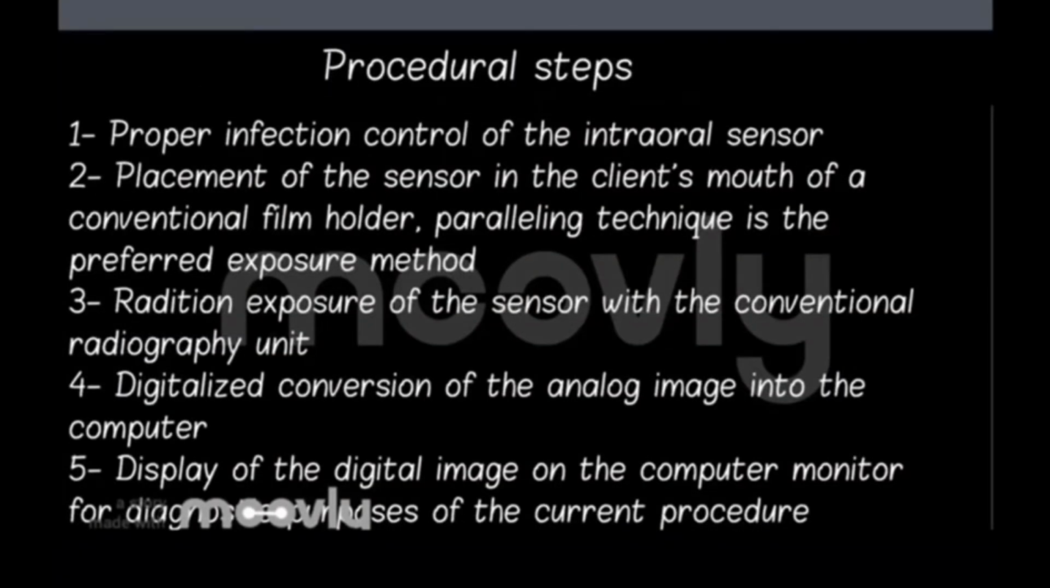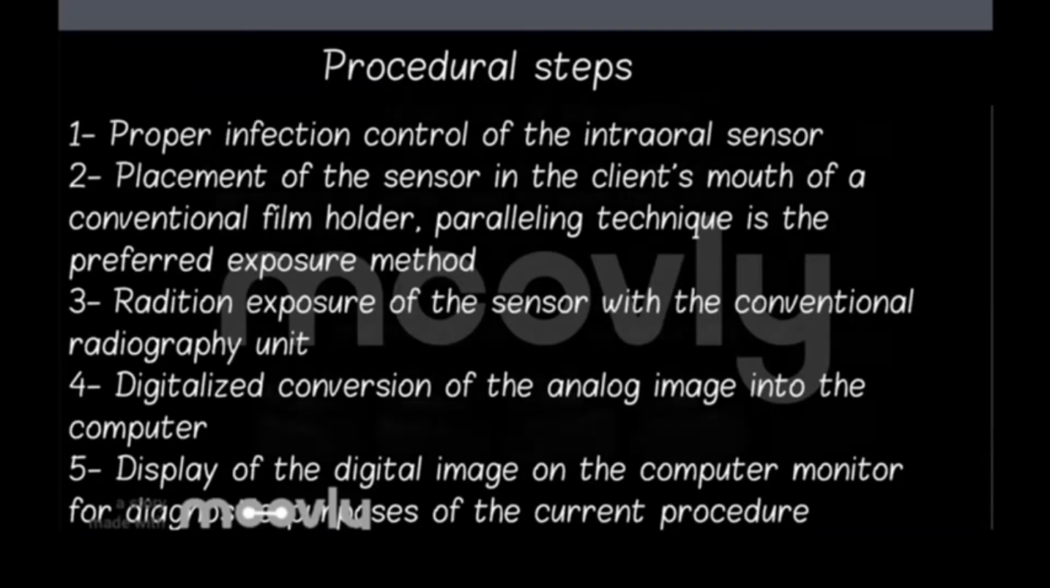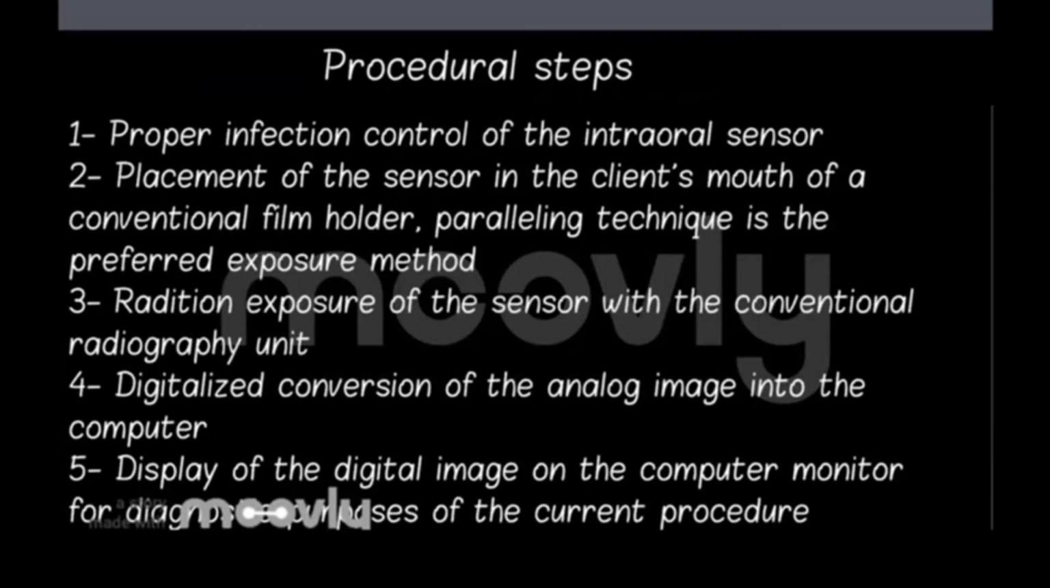So over here we have the procedural steps for digital imaging. First, we have to make sure there is proper infection control of the intraoral sensor. Then we have to make sure the placement of the sensor in the client's mouth is with a conventional film holder, making sure it's the parallel technique, as it's the preferred method for the exposure. Then the third step would be the radiation exposure of the sensor with the conventional radiographic unit, and then the digital conversion of the analog image into the computer. Finally, the display of the digital image on the computer monitor for the diagnostic purposes of the current procedure.